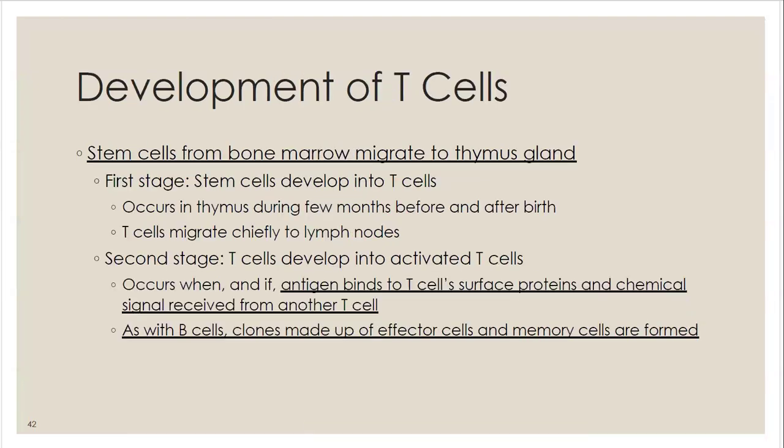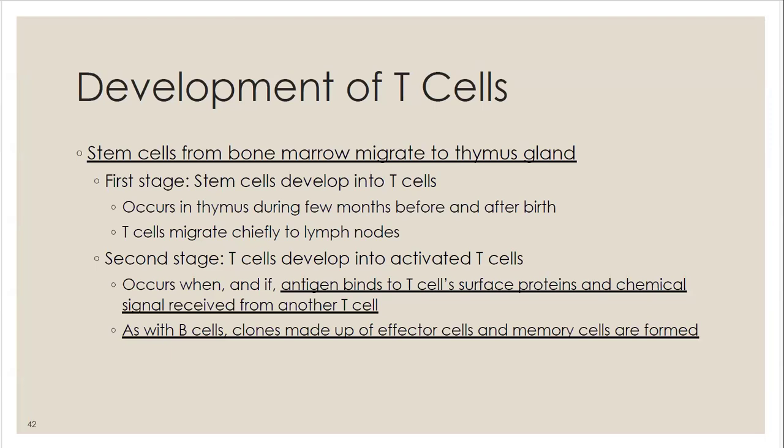All right, so the development of T cells occurs in 2 distinct stages and is essential for cell-mediated immunity. The first stage is the formation of immature T cells. Stem cells from the bone marrow migrate to the thymus gland, and in the thymus, the stem cells develop into immature T cells during the months before and after birth. Once formed, these immature T cells migrate primarily to lymph nodes, where they remain inactive until activation.